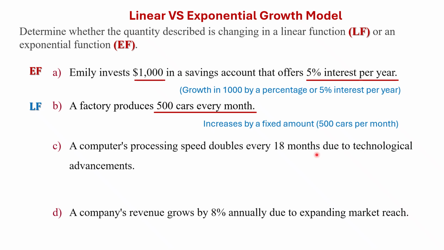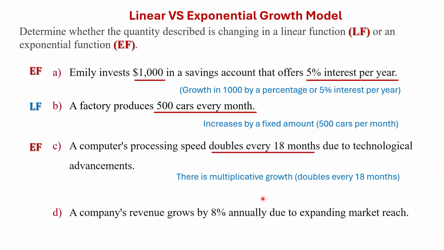For the third part, a computer's processing speed doubles every 18 months due to technological advancement. This is an exponential function because there is multiplicative growth, which doubles every 18 months. And for the last part, which is an exponential function, a company's revenue grows by 8% annually due to expanding market reach, because there is growth in percentage, which is 8% annually.